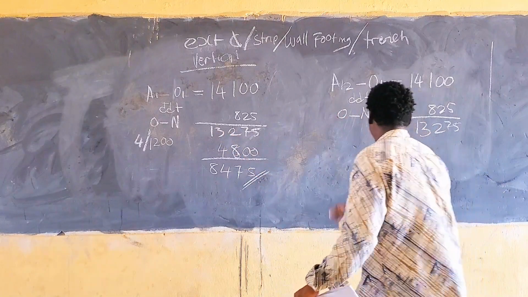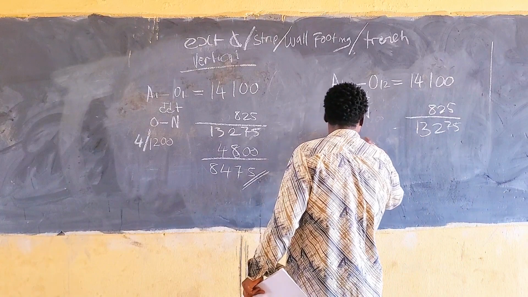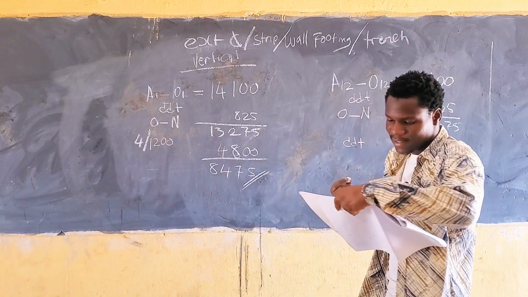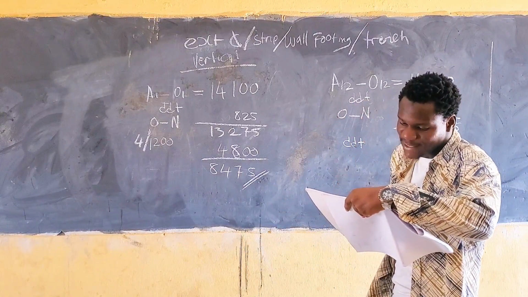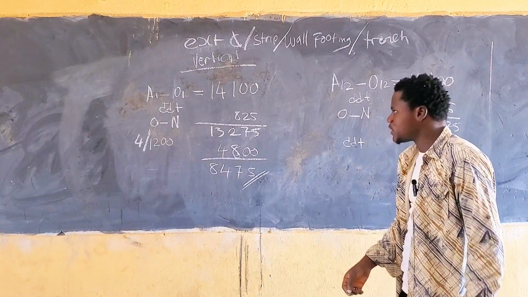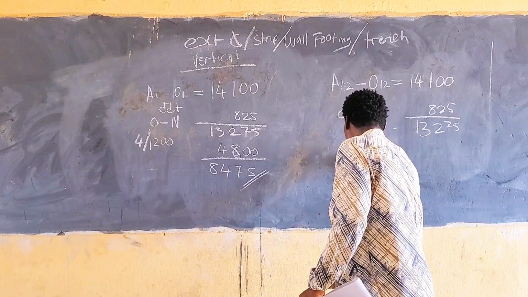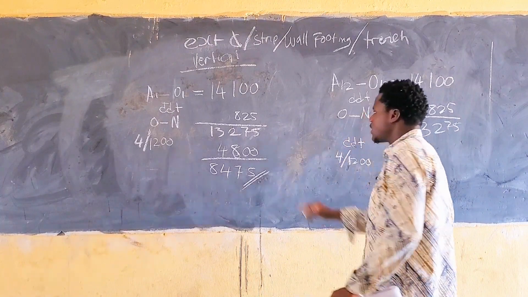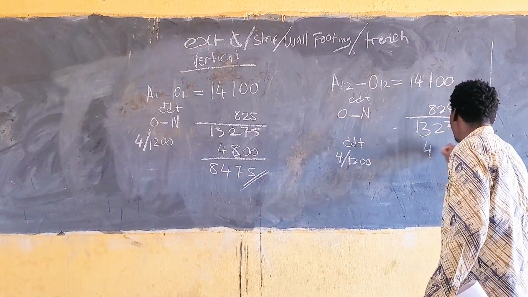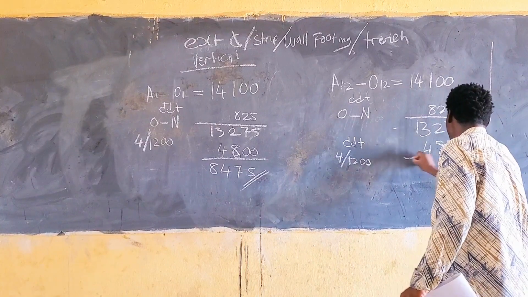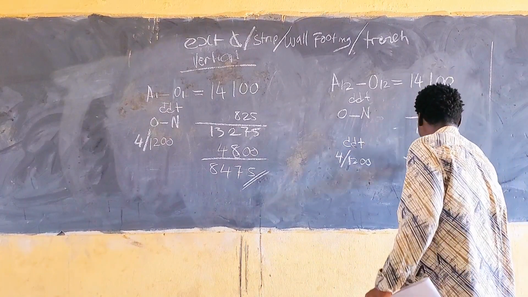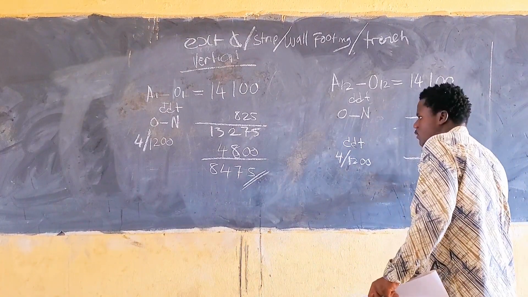So we say deduct column bases. And if you check the base types, they are all BT1s. And the dimension for BT1 is 1200 by 1200. That makes 4 by 1200, giving us still 4800. We deduct our column base, we still get the same figure.